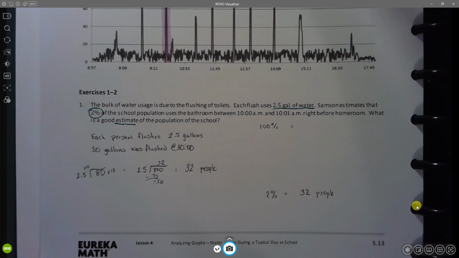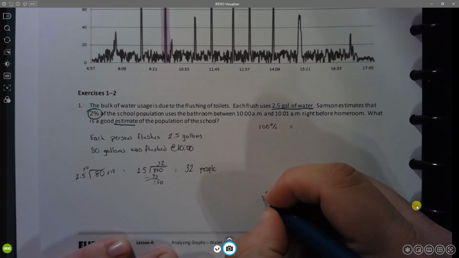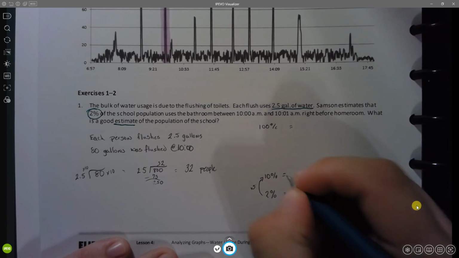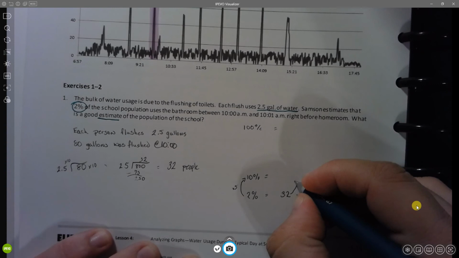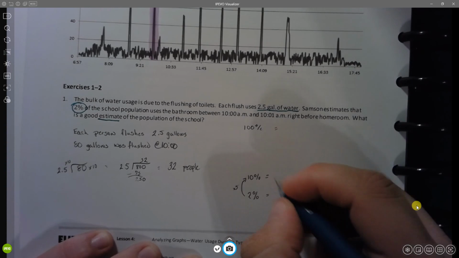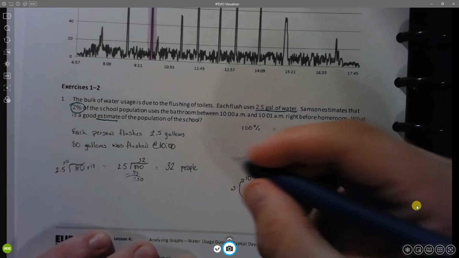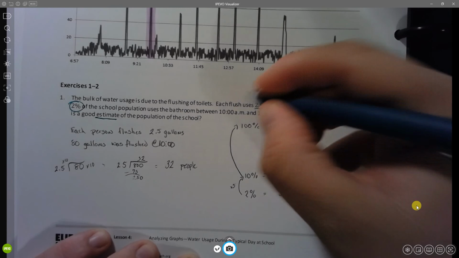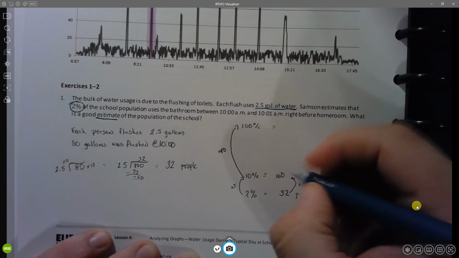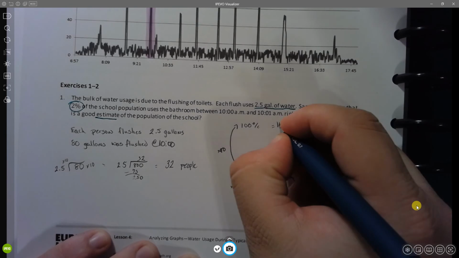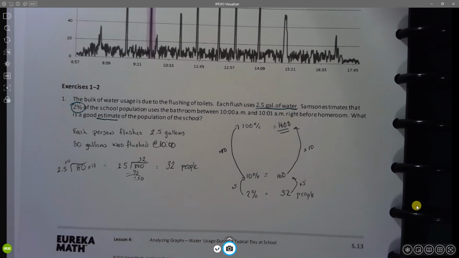I'm looking at a proportional relationship. Well, I know that if I take 2 and multiply it by 5, I get 10%. And if I take 32 and multiply it by 5, I get 160. So what number can I multiply by 10 to get 100? That's easy. I can multiply by 10 and then take 160 and multiply it by 10, and I get approximately 1,600 students. There are 1,600 students at Sampson's High School.